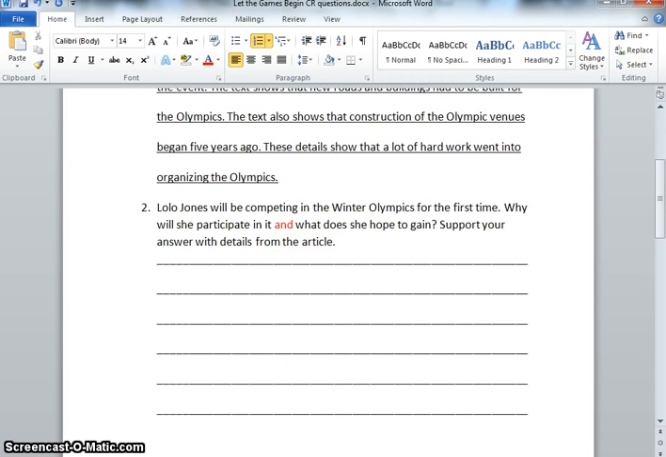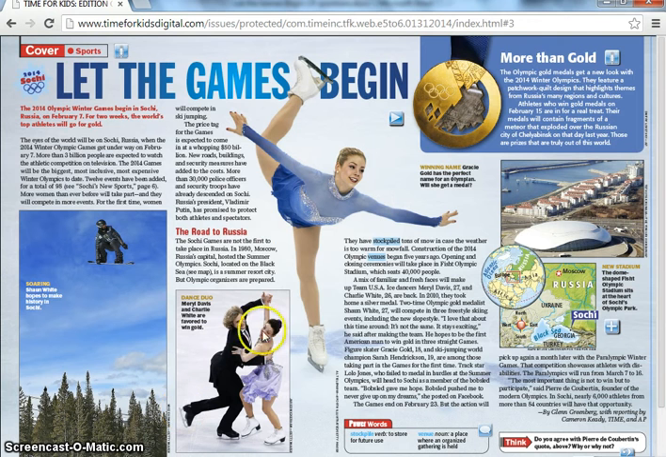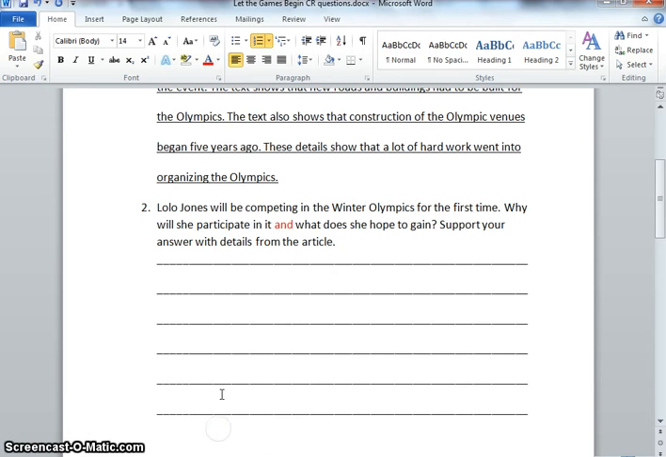Now, going back to the article, there's only one small part where it talked about Lolo Jones. It says, track star Lolo Jones, who failed to medal in the hurdles at the Summer Olympics, will head to Sochi as a member of the bobsled team. Bobsled gave me hope. Bobsled pushed me to never give up on my dreams, she posted on Facebook. Now, that's all it says about Lolo Jones. So based on that little excerpt, we need to formulate our response, okay?